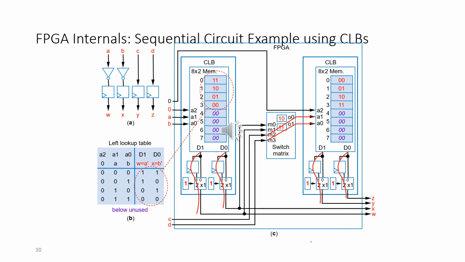To configure the switch matrix, we require C and D at the inputs of the second CLB. So the first block of the switch matrix is given 1 0 and the second is 1 1. So it is forwarding C and D to the second CLB input, A1 and A0. Now Y is equal to C, so C is written in the first column and D is written in the second column of the second CLB. In this way we are getting four outputs W, X, Y, Z according to the figure.